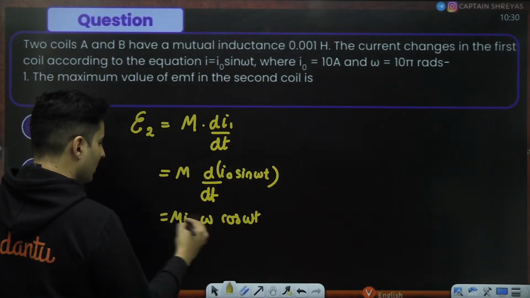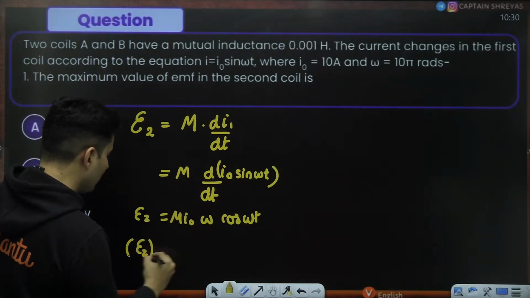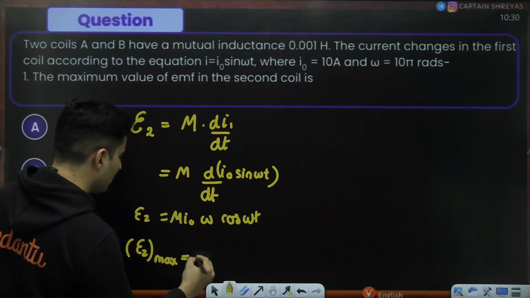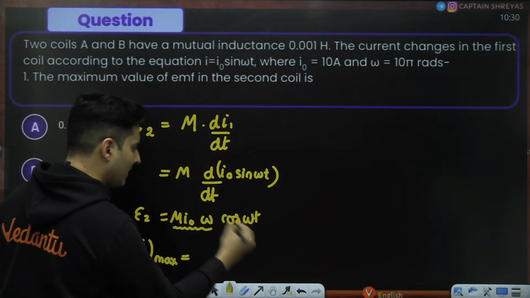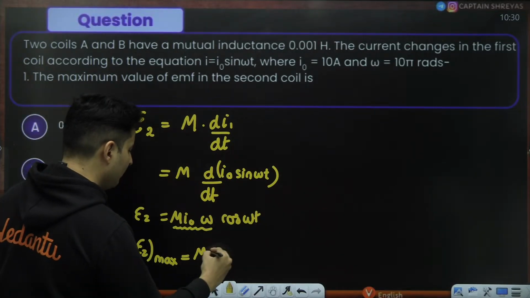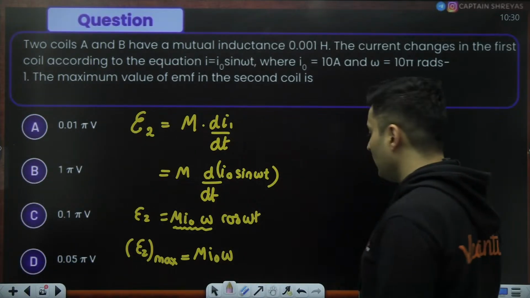So this is your E2, but we want the maximum value. The maximum value will be just whatever is outside cos, because the max value of cos is 1. So it will be M times I naught times omega. Now it's just a matter of substituting the values.